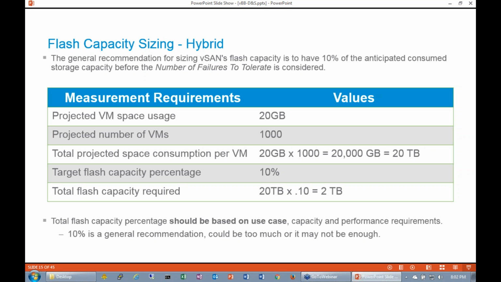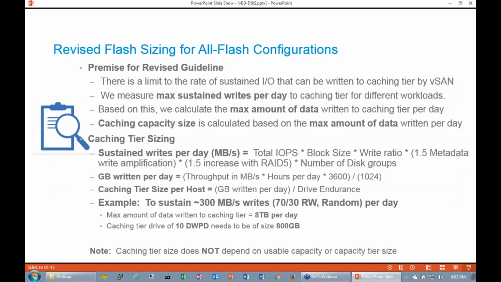Now, if you think about the way vSAN lays data out, remember I was talking about mirroring previously. If I'm going to consume a total of 20 terabytes, it's really 40 terabytes I'm consuming. And on a 40 terabyte config such as this, I only need 2 terabytes of cache. So it's essentially 10% of what I'm going to use for hybrid. That's pretty much the gold standard, if you will. 10% is a general recommendation. It could be too much, or it may not be enough, but as a general rule, that's where we start. Now, we've changed our guidance on cache sizing for all flash configurations.